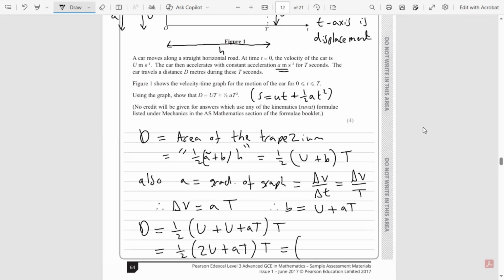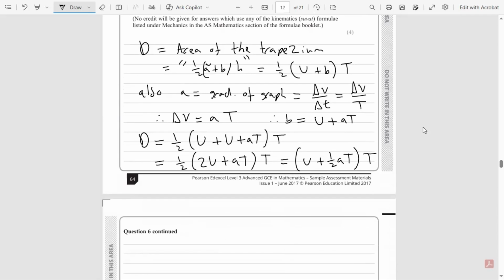So therefore, when we expand the brackets, this is going to be just 1U plus a half aT, multiplied by the T at the end there. And we're almost there. Just multiplied by the T again. UT plus a half AT squared as required. Perfect. So we've got our formula. We've proved our formula there by using the graph that they have given us.